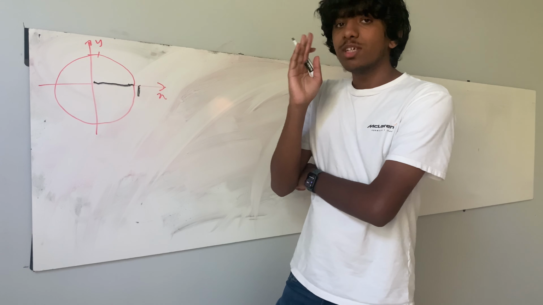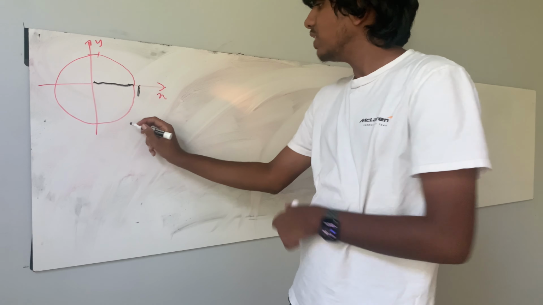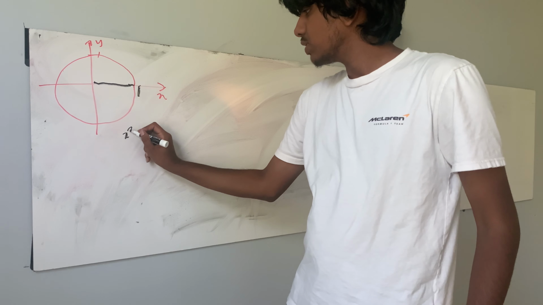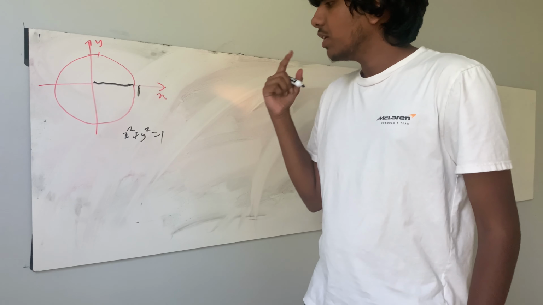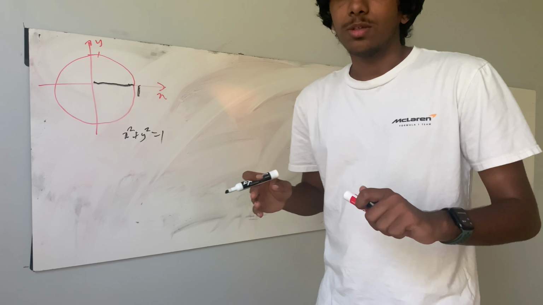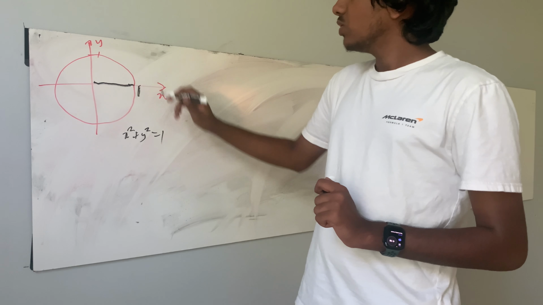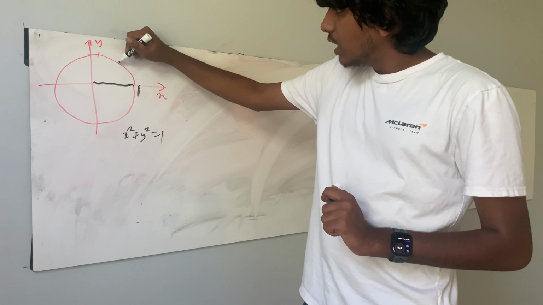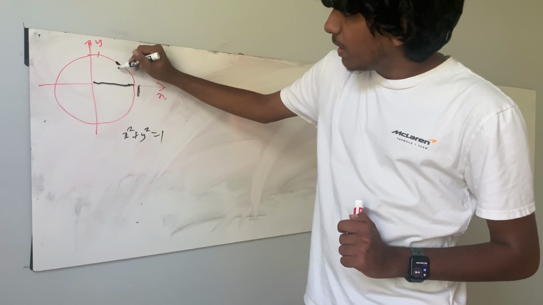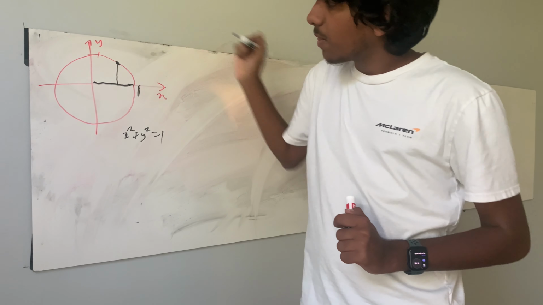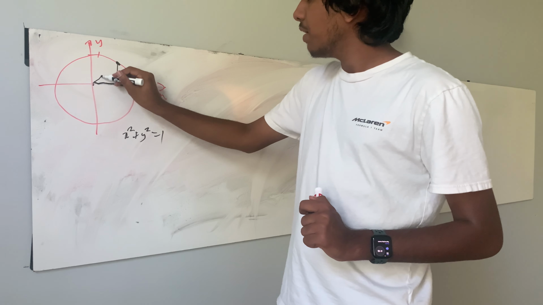Now, I'm going to do something special. Also, I want to recall the equation of this circle is x squared plus y squared equals 1. That's just your standard equation for a circle, but in this case, this is what it is. So, I'm going to take a random point here, and I'm going to draw a parallel down, and connect the origin with the dot again.